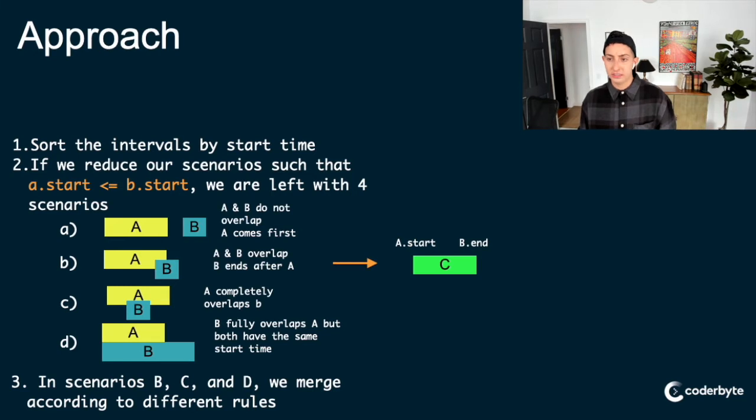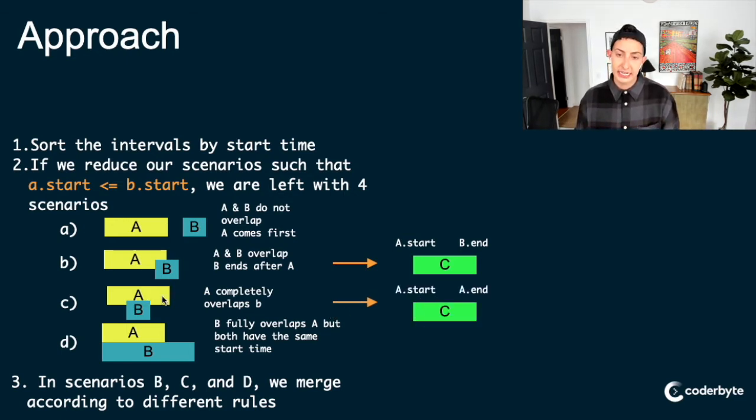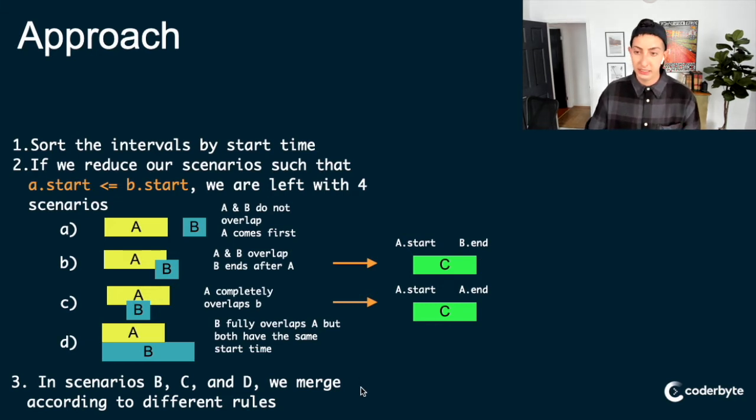So let's look at what this becomes. In case B, we take A.start, obviously, because A is always going to be the earliest. If anything, B is going to be the same earliest, so we can still take A. So we're always going to take the start of A. And we're going to take B.end, because B ends after A. In scenario C, we take A.start again, and we take A.end because A completely overlaps B.